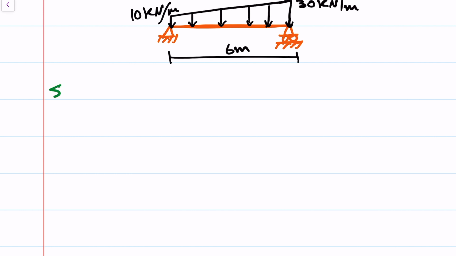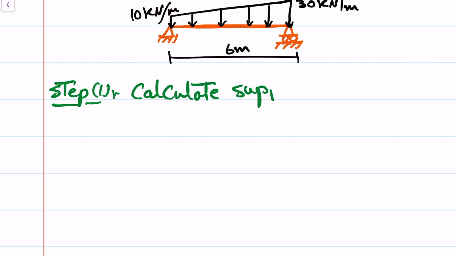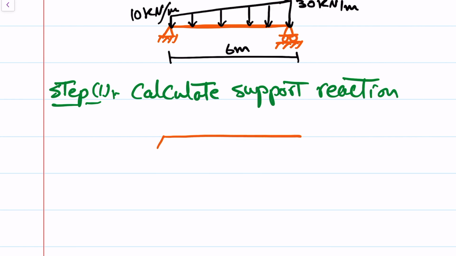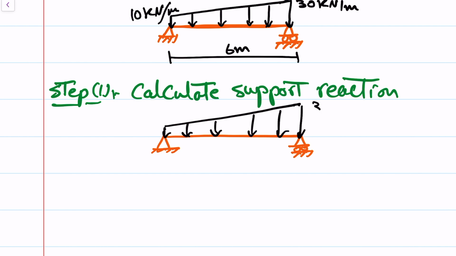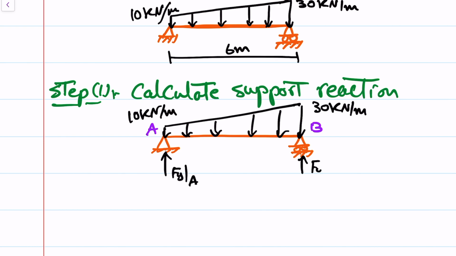Okay, as usual, step 1 is to calculate support reaction. For this beam we have two support reactions. Actually we have three, but one of them is 0. This is distributed load. 10 kilonewton over meter, and let's call this point as A and this point as B. Then we have Fy at A, Fy at B, Fx at A, and we don't have any moments.